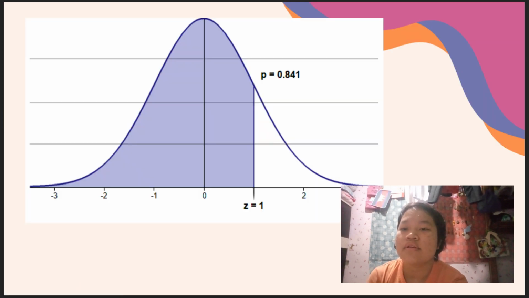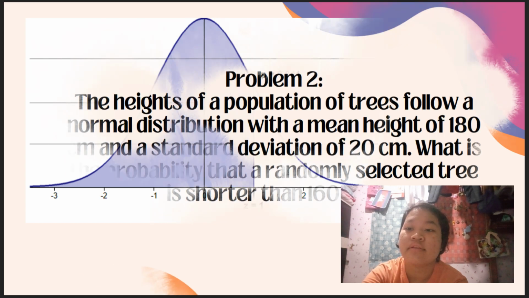So the explanation for problem 1 is that the z-score is calculated by finding how many standard deviations a data point is from the mean. In this case, the student's score of 85 is 1 standard deviation above the mean.